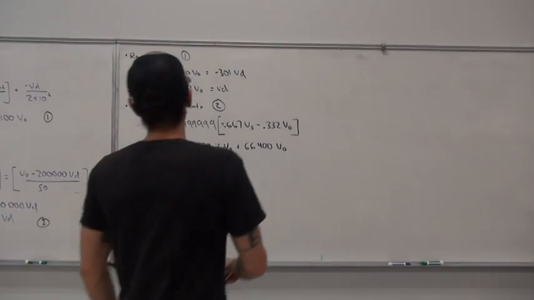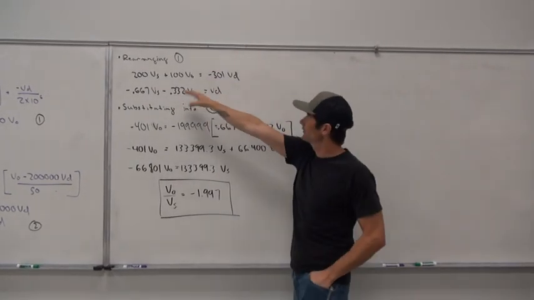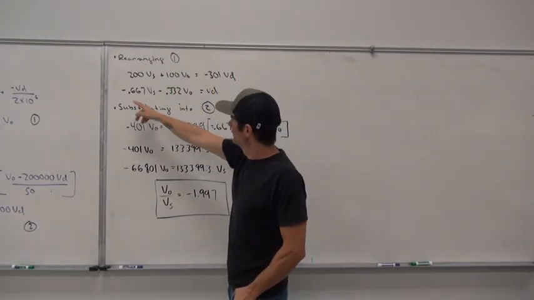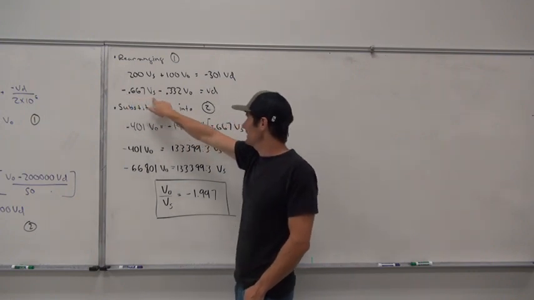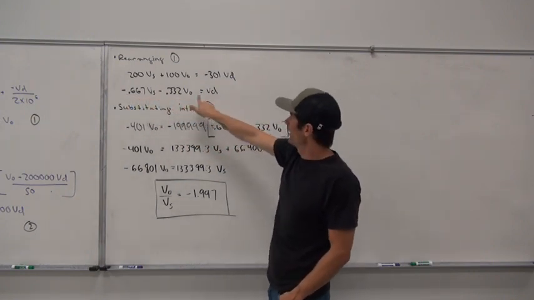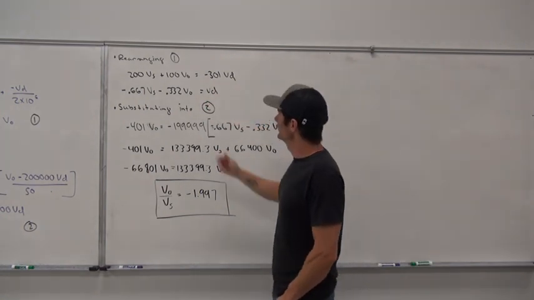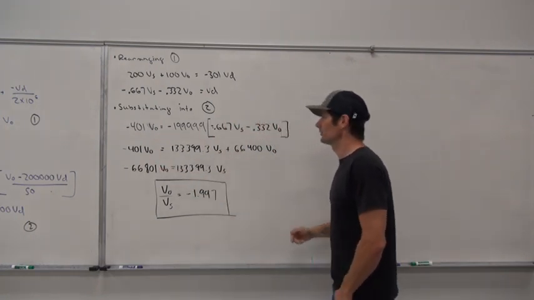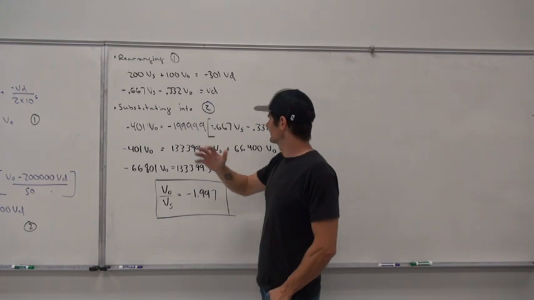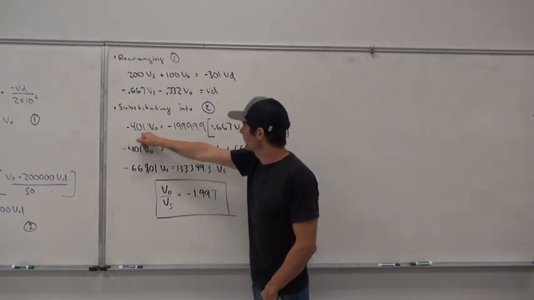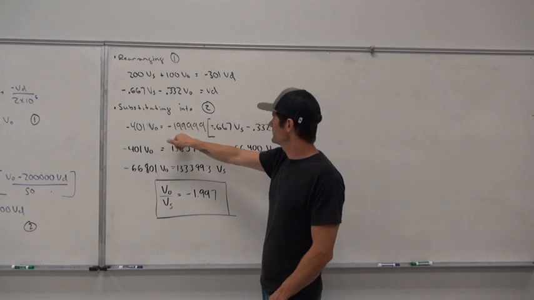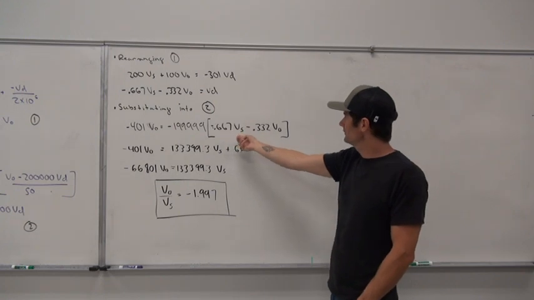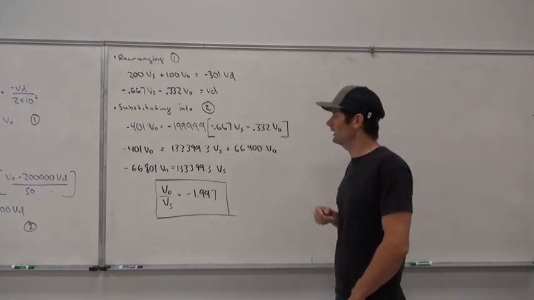All right. So if I rearrange number 1, so we can isolate VD, we get 200 VS plus 100 V naught. That's equal to negative 0.667 VS minus 0.332 V naught, and that's equal to VD. So if I take VD now and substitute that back into our equation, this just looks messy. It looks like, oh God, these are large numbers here. Negative 401 V naught is equal to negative 199,999 times, in parentheses, minus 0.667 VS minus 0.332 times V naught.